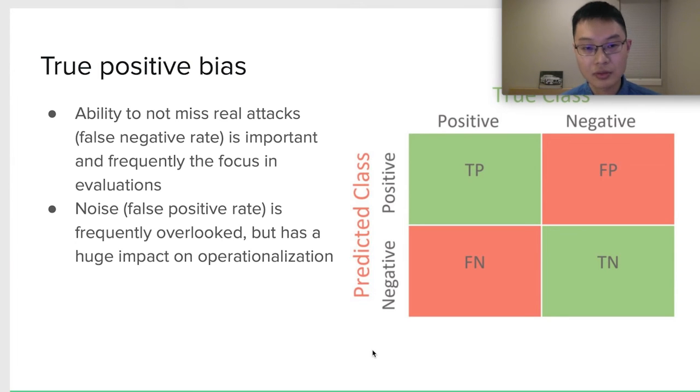In general, noise has a huge impact on the operationalization and the production efficacy of an AI/ML product, because even if the product is able to not miss any real attacks, by simply generating a lot of noise, the product could quickly cause the security teams to lose confidence and stop using it.